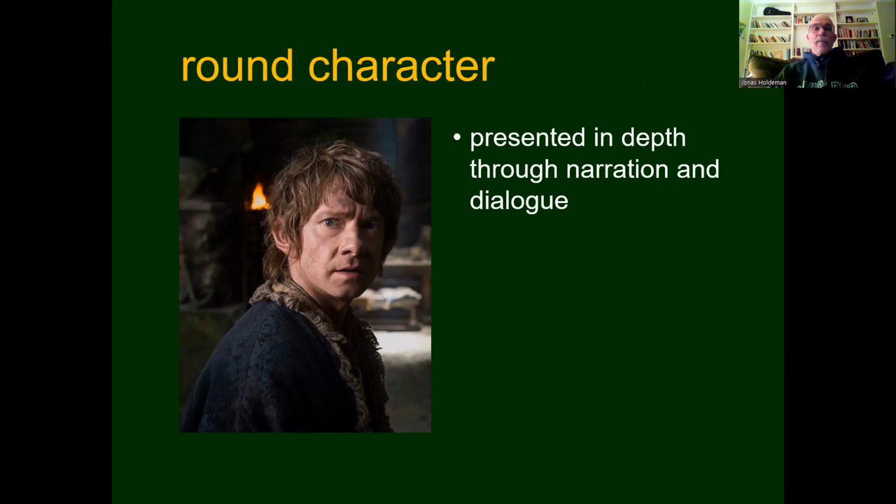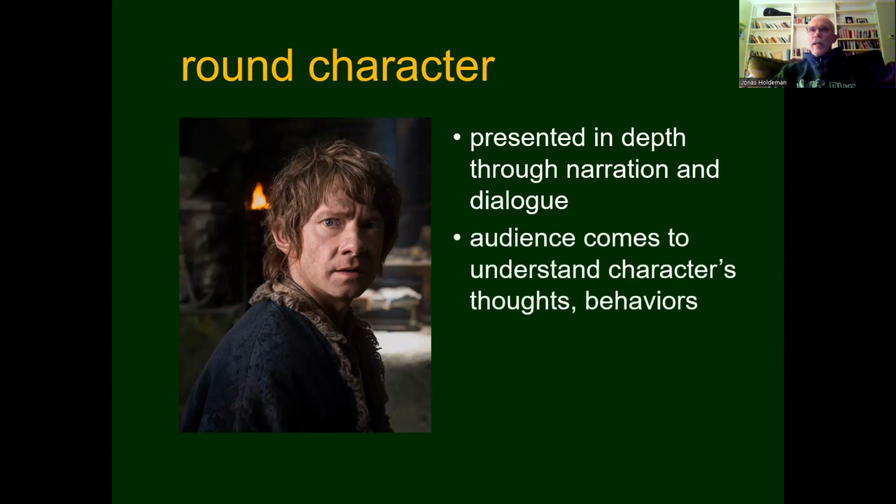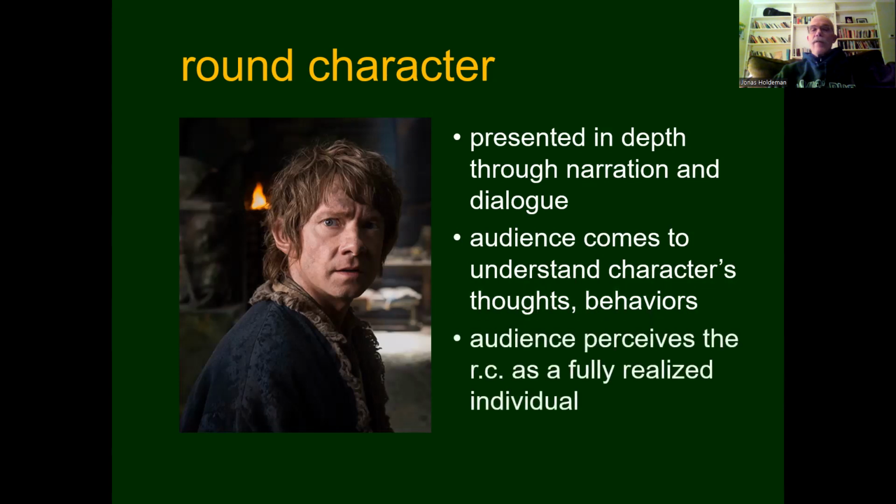So this is an example from the J.R.R. Tolkien trilogy, and this is the Fellowship of the Ring. So this is Bilbo Baggins, and he is presented in depth. I mean, he is the character, sort of the axle around which the stories then revolve. Okay, so the audience comes to understand the character's thoughts and behaviors, and so then the audience perceives the round character as a fully realized individual, and that's part of the point of the writer, especially when we are talking about realism. Okay. All right.